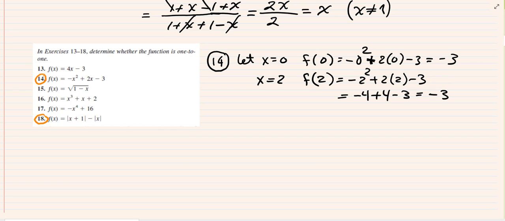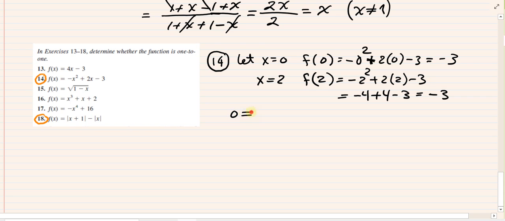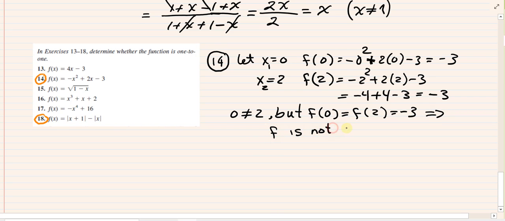So we actually showed that the function is not 1-to-1. 0 is different from 2, right? x1 different from x2. If you want, call it x1, x2. We just showed that for 2 different x values, f at 0 turned out to be equal to f at 2, both being negative 3. The combination of those two means that f is not 1-to-1.